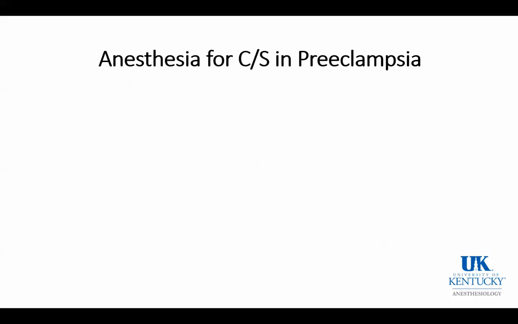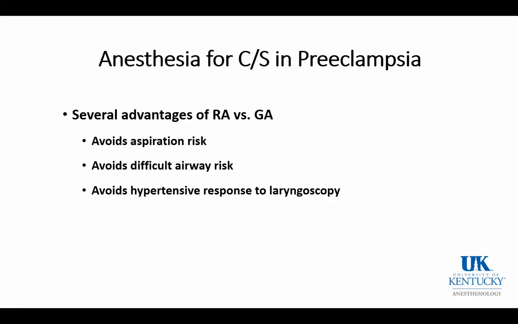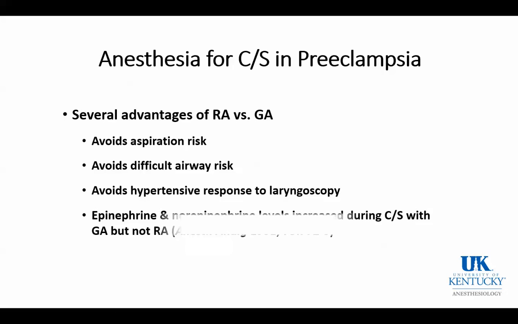Now let's spend some time talking about anesthesia for C-section in these patients. So there are going to be several advantages of doing regional neuraxial anesthesia over general anesthesia. That includes the usual, that you avoid the aspiration risk, you avoid the risk of a difficult airway, but especially important in these patients is that you avoid the hypertensive response to laryngoscopy. That is a unique advantage of doing neuraxial versus general in these patients. It's been shown that epinephrine and norepinephrine levels are increased during cesarean delivery in preeclamptic patients when you use general anesthesia, but not regional anesthesia.